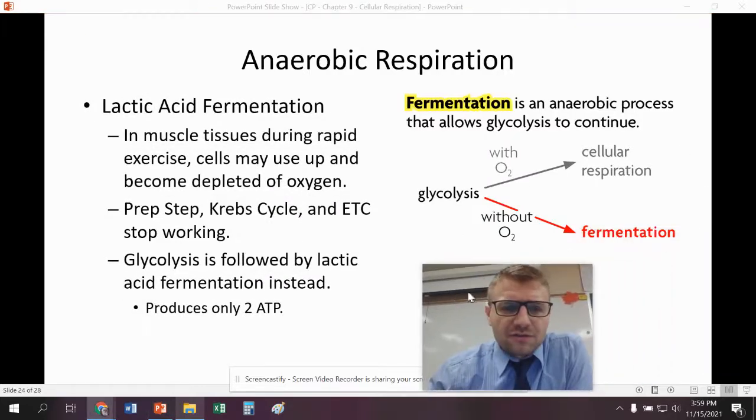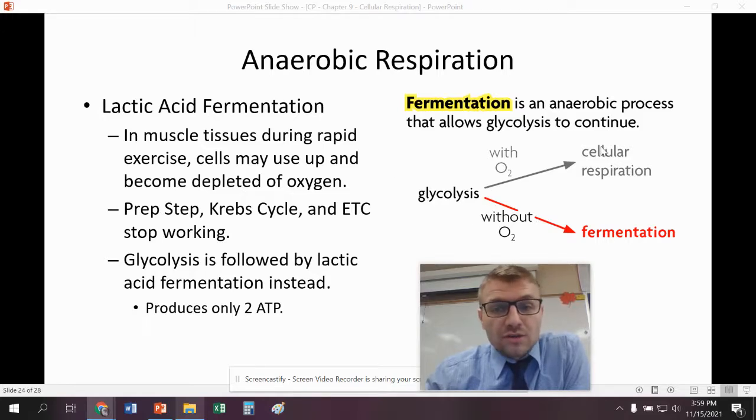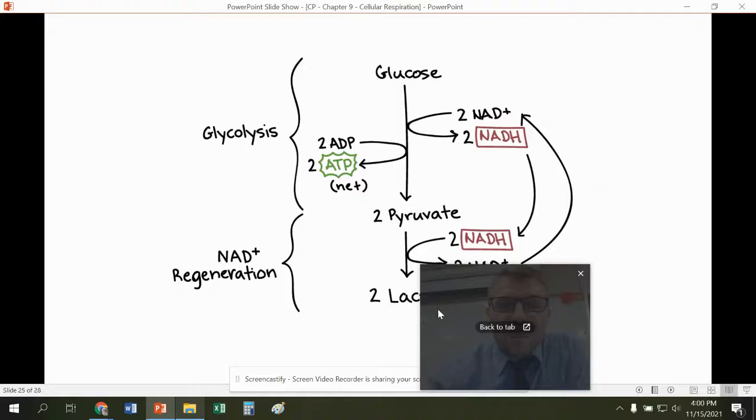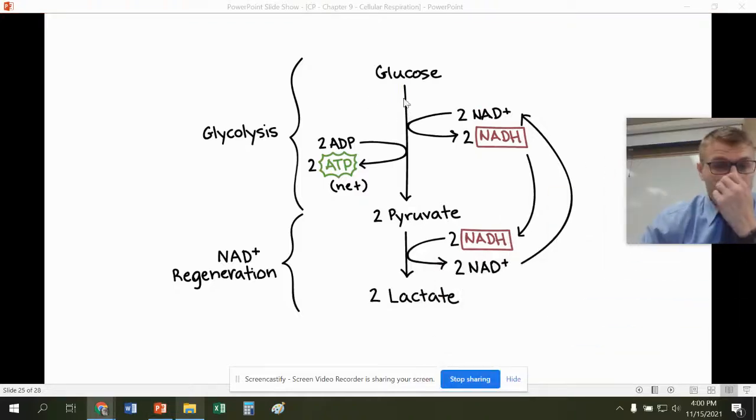In lactic acid fermentation, what happens is your body stops going through the prep step, the Krebs cycle, and the electron transport chain, and the only step that occurs is glycolysis. That means only 2 ATP will be produced. So normally with oxygen, your body goes through the rest of cellular respiration. Without oxygen, your body goes through fermentation and only produces 2 ATP molecules. That's because the only step here, you can see, is glycolysis occurring.